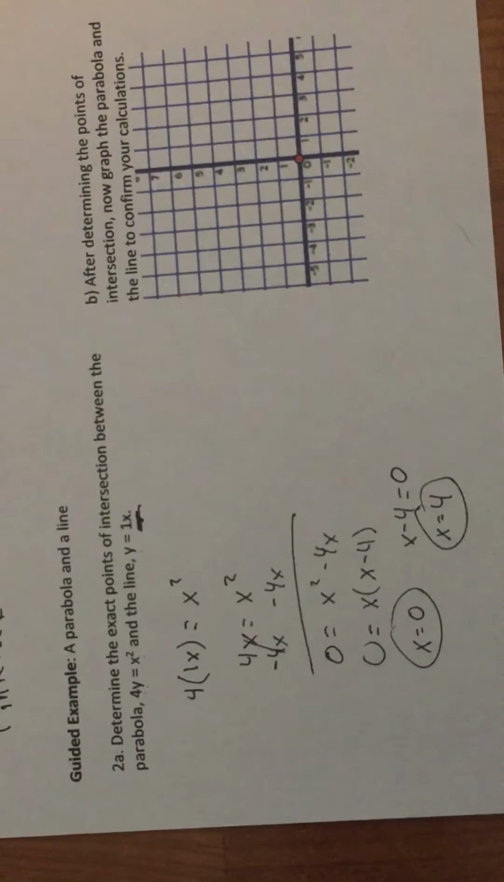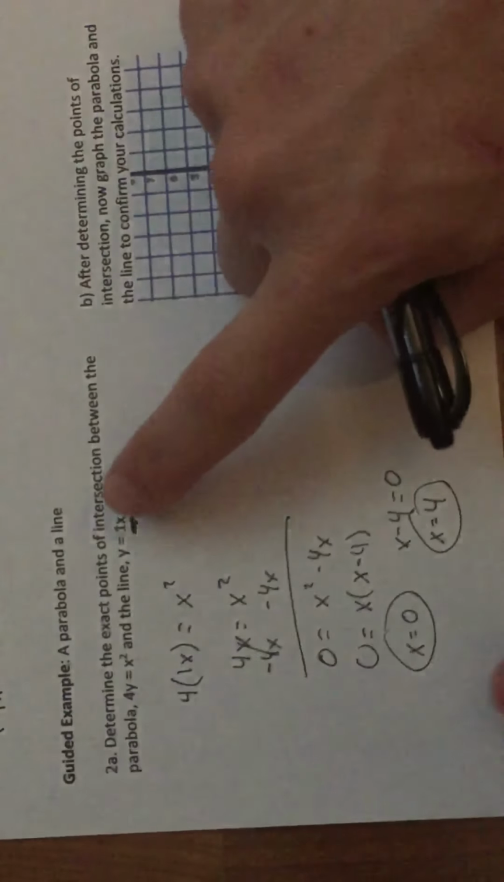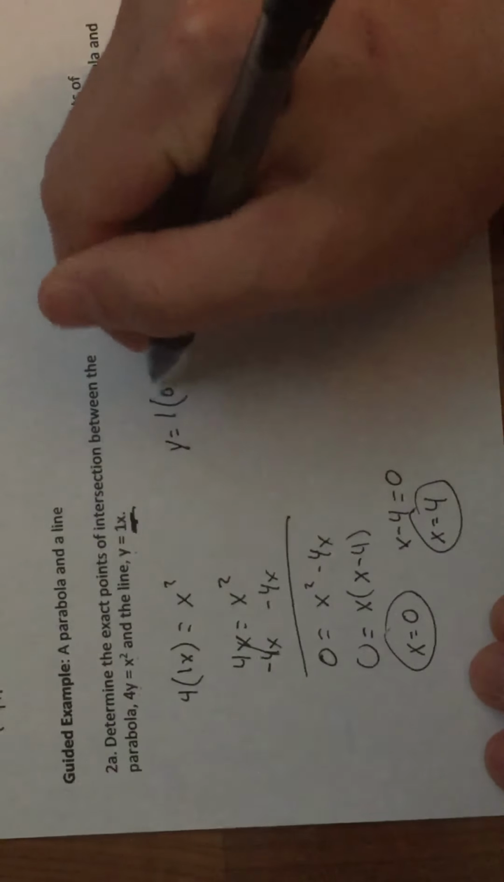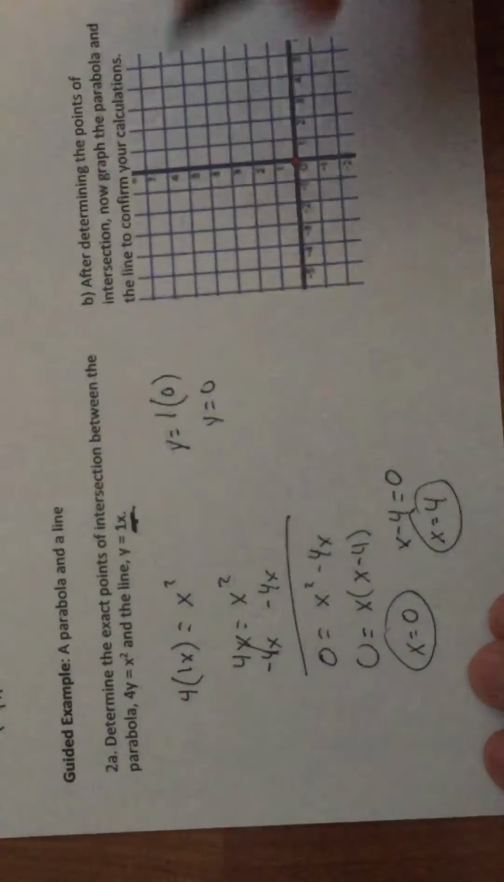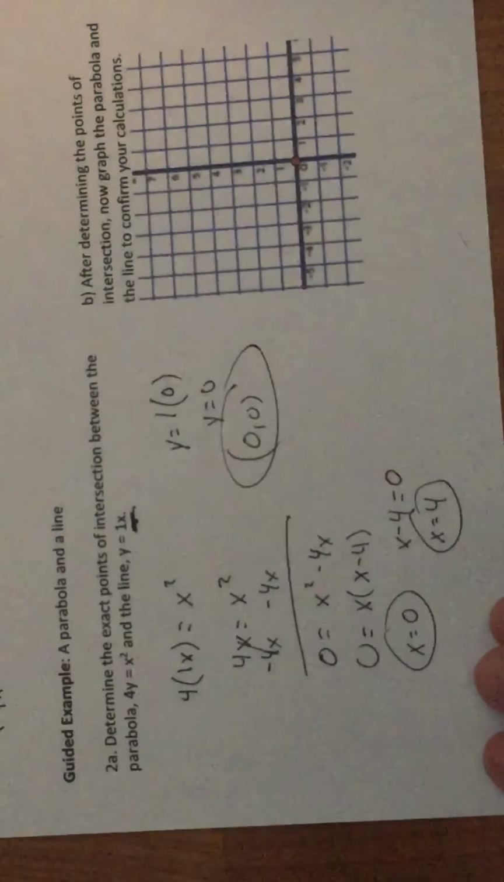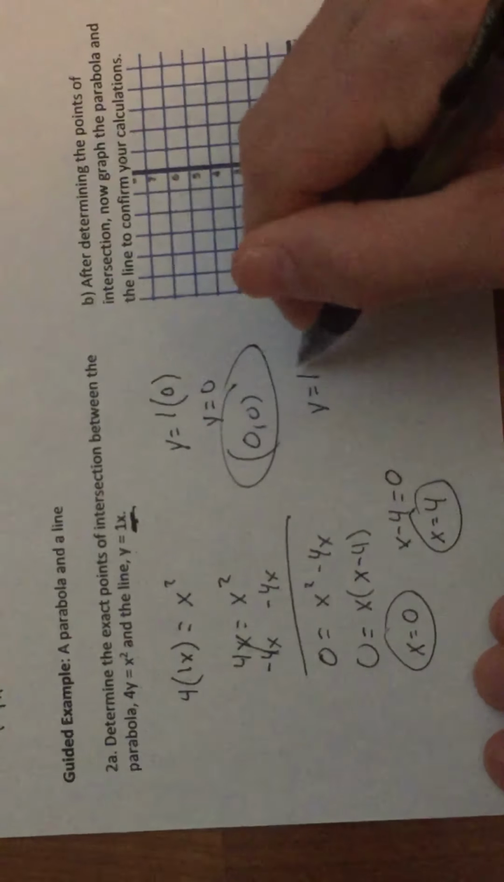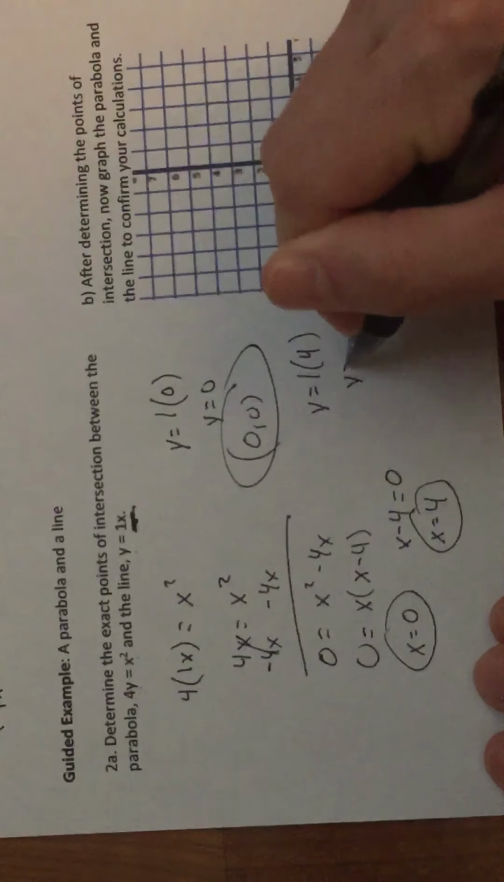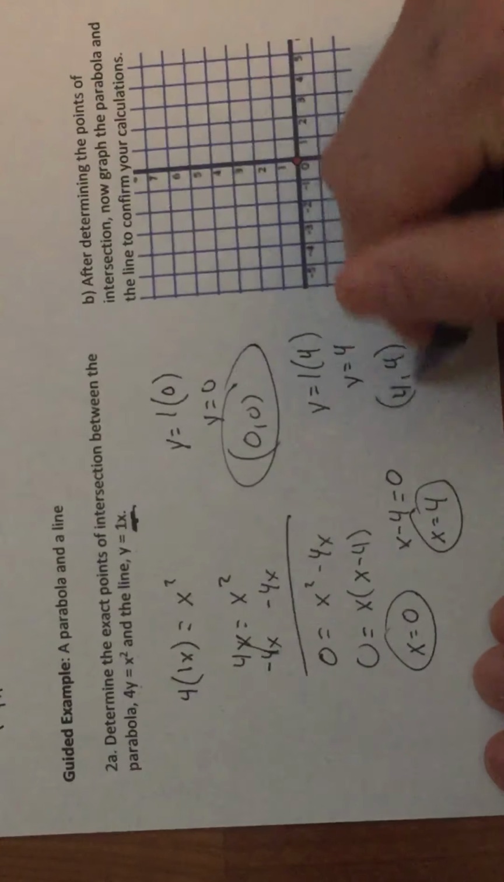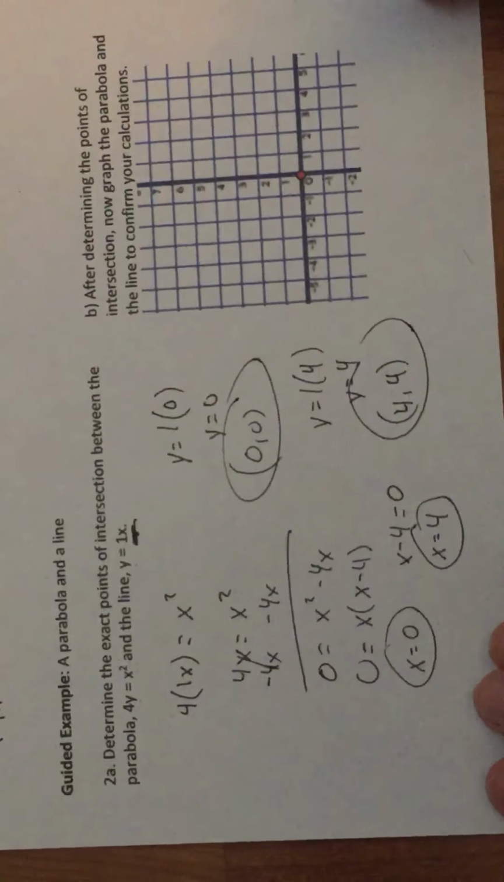They share those coordinates. So naturally, I'm going to use this equation since it's a little bit easier for me to work with. Y equals 1 times 0, which is 0. So I have an ordered pair of 0, 0. And y equals 1 times 4, which means y equals 4. So my ordered pair is 4, 4. So here are my 2 solutions.